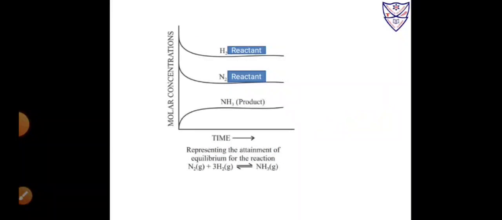Here the graph shows the reactant as well as the product. Hydrogen and nitrogen are the reactants. When hydrogen and nitrogen come in contact and react with each other, they form the product. As it is reversible, it comes back to nitrogen and hydrogen. The graph shows molar concentration versus time. As time increases, product formation occurs, but at a certain time the product formed becomes constant, and again it comes back to its reactant form.